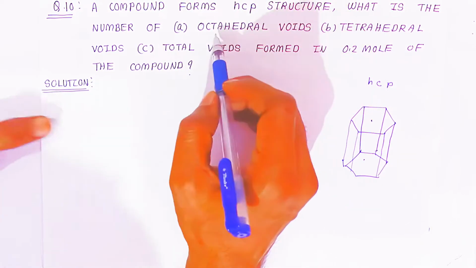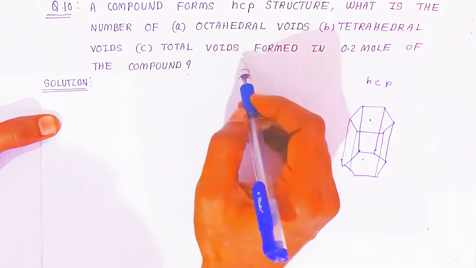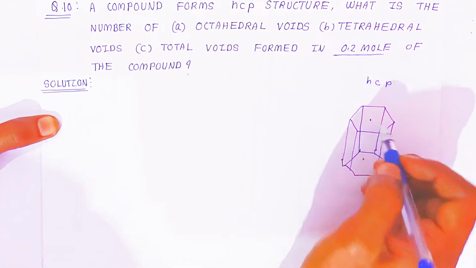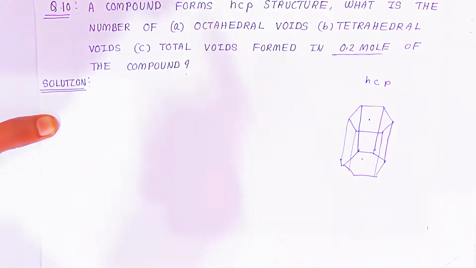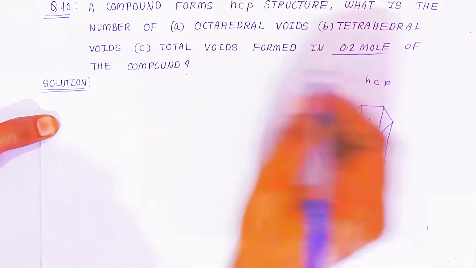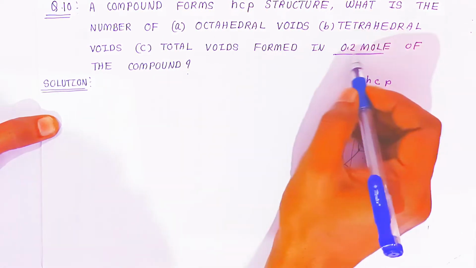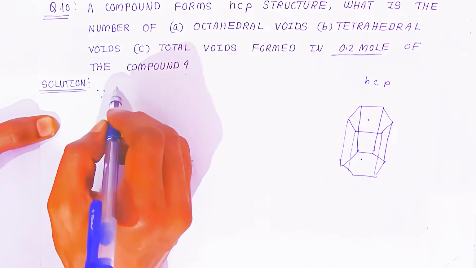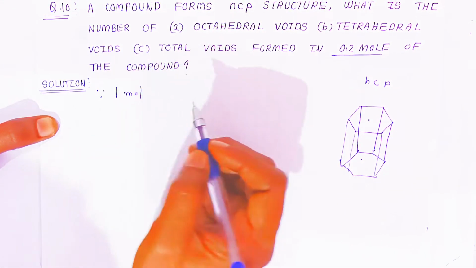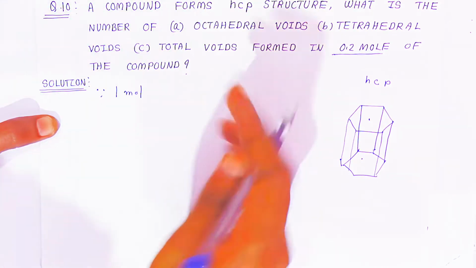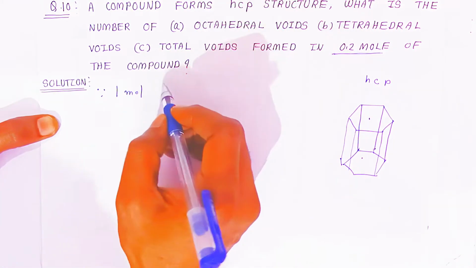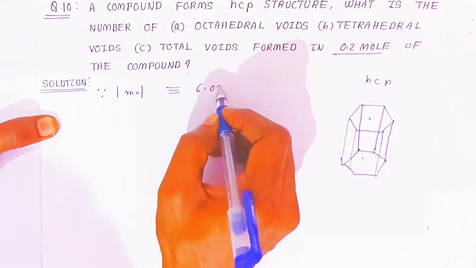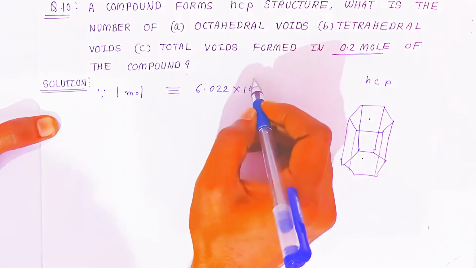The question: what is the number of octahedral voids, tetrahedral voids, and total voids formed in 0.2 mole of this compound? 0.2 mole of this compound, students. Now, only 0.2 mole they have given. But, students, you know, when you are taking any 1 mole of any compound having the structure SCP, 1 mole always corresponds to 6.022 × 10^23.